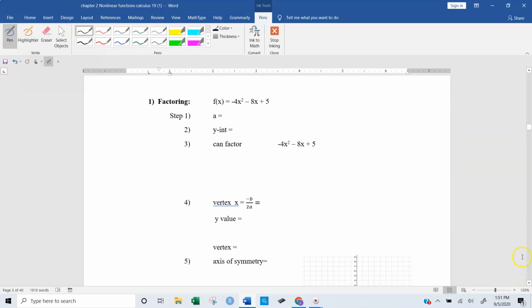Okay, let's see if we remember what we're doing here. So let's factor. First, I need to know what A is. Well, A is negative 4. This tells me that the parabola opens down with a stretch of 4, so it's going this direction. Our y-intercept is the y value, so this is (0, 5).